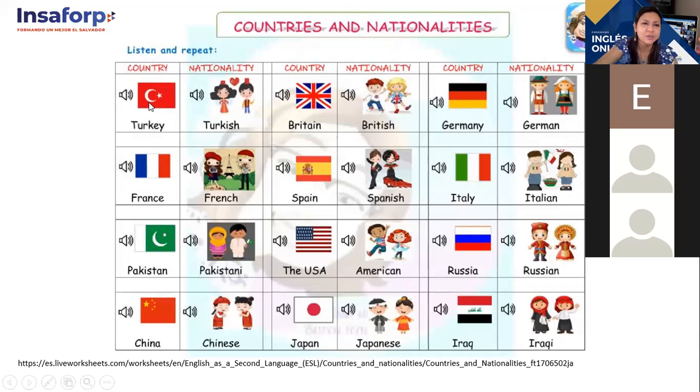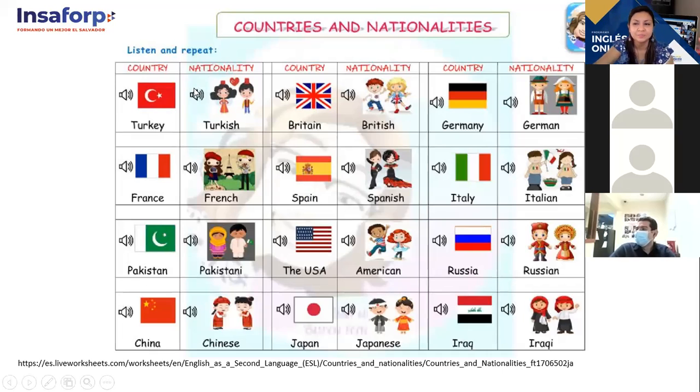The first country is Turkey. Turkey. And the nationality is Turkish. Turkey, Turkish. Next country is Britain. British. Germany, German. France, French. Spain, Spanish. Italy, Italian. Pakistan, Pakistani. The USA, American. Russia, Russian. Then we have China, Chinese. Japan, Japanese. Iraq, Iraqi.